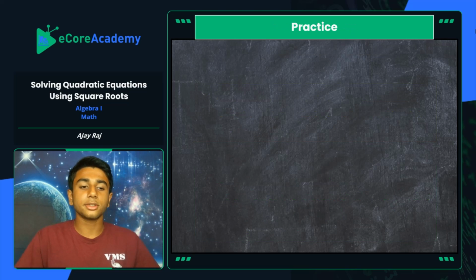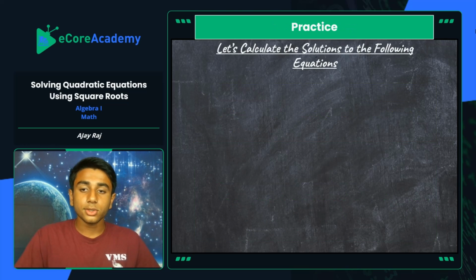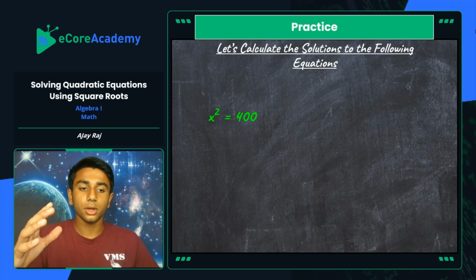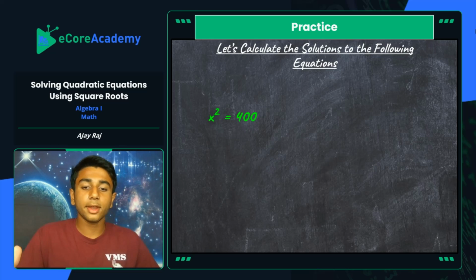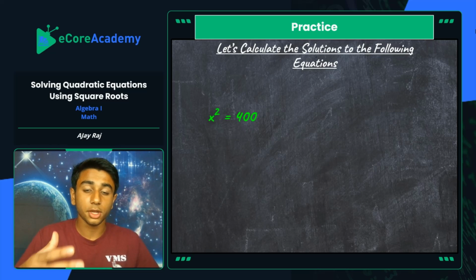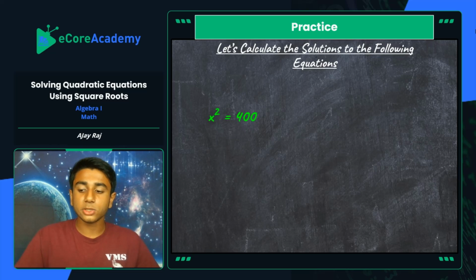All right, now let's take a look at some practice to actually solve these quadratic equations in standard form using our square roots. So let's calculate the solutions to the following equations. These are fairly simple standard form equations. So we're given here that x squared equals 400. This can be written as x squared minus 400 equals 0, but we merely moved it to the right-hand side of the equation. So x squared equals 400.